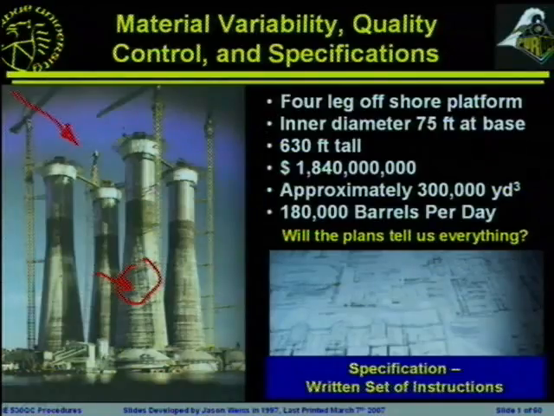Now, when you order something like this, you don't walk down to your local Menards and say, I'll take an offshore oil drilling platform, and please, if you could drop it off by Friday, that'd be great. So the question is, is everything going to be listed on the plans? And obviously not. There are going to be specifications, or a written set of instructions. They'll tell you things about how this is to be constructed. When you're dropping something like $2 billion on the construction of one of these things, you can expect there's going to be a few pages that tell you how to make it.